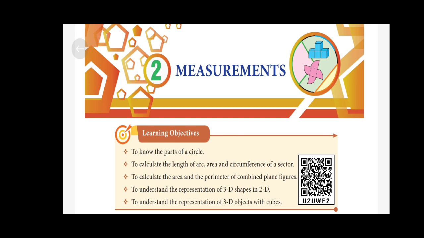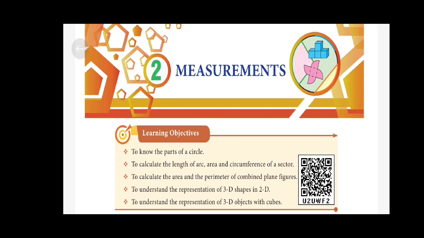So, here we are going to learn about the circle, the parts of a circle, and also the length of arc and area and circumference of a sector. So, what is sector? How to find the length and area and circumference. Then, the combined plane figures, to find the area and perimeter of the combined plane figure.